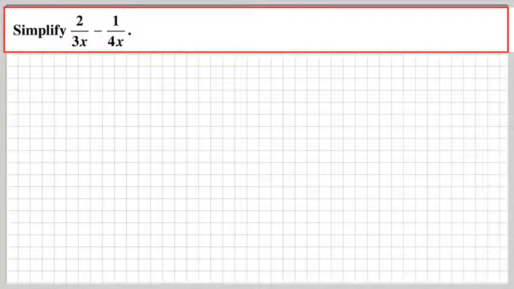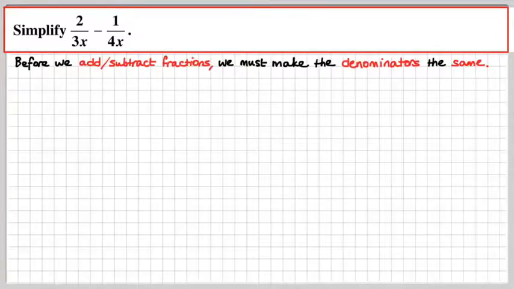Now, here's the next one. It looks pretty ghastly, doesn't it? Because we've got all these funny-looking beasties on the denominator, these x's. However, there's good news, because the procedure that we use to find the lowest common multiple of 3x and 4x is exactly the same as what we just did in the previous example in principle, except we've got some pronumerals to grapple with, but the principle is the same. So before we can add or subtract the fractions, we must make the denominators the same.